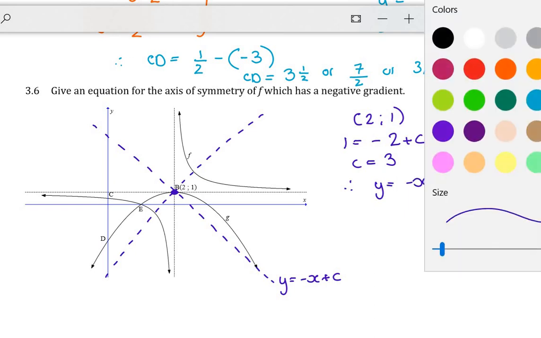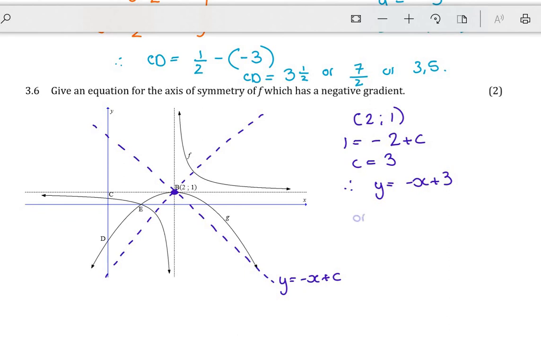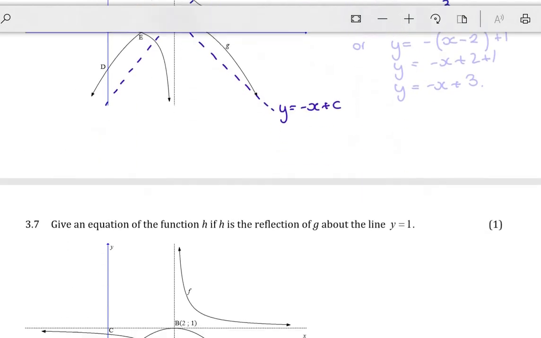So my axis of symmetry is y equals negative x plus 3. Or there is the other method, which is to say that your original axis of symmetry would have been negative x. Whatever transformation happened to your graph, the same happens to your axis of symmetry. So I'm going to move 2 units right and 1 unit up. That's negative (x minus 2) plus 1, which is negative x plus 3. Just pick which way works for you. You'll notice that these axes of symmetry questions come up a lot. They're very common. Right, moving on.